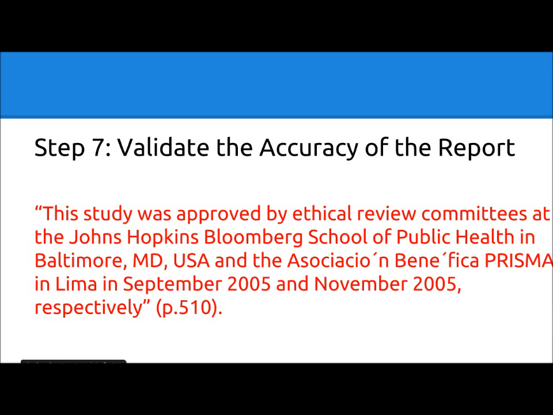And then the last step, step number 7, is to validate the accuracy of the report. And here the researchers had to validate the accuracy of this report. This could have happened through the whole process by validating the stories as they are being told, and by triangulating the information with other individuals. In one section of this particular report, it was added to give validity and strength to the report. The authors had the study approved by ethical review committees in the U.S. and Peru.